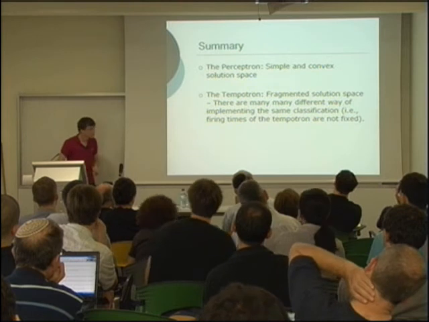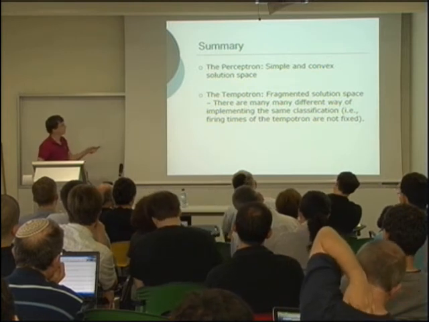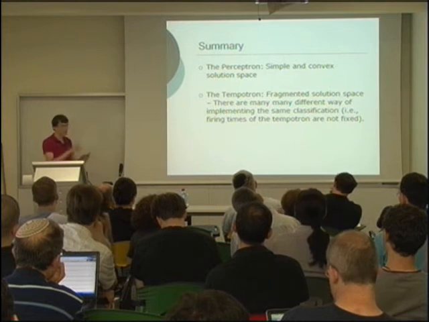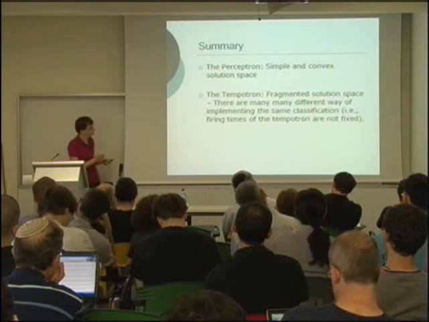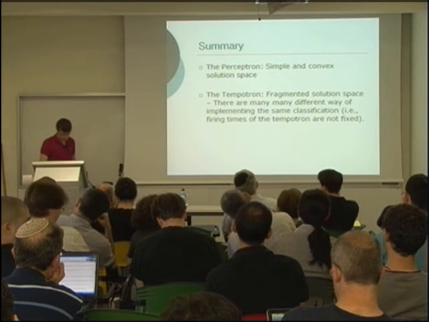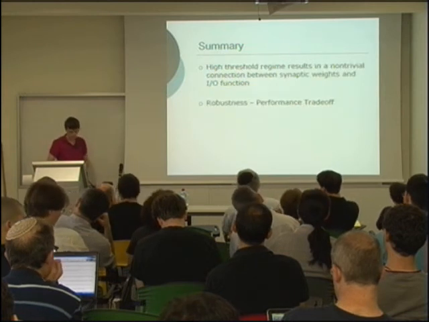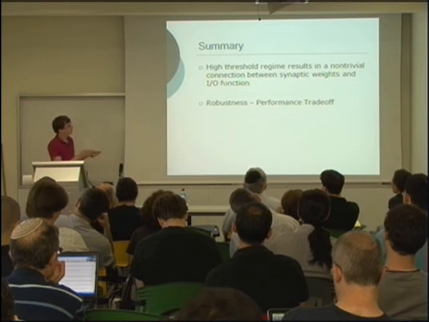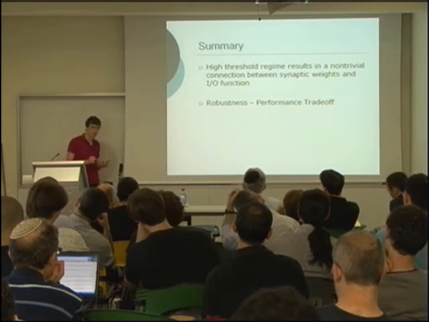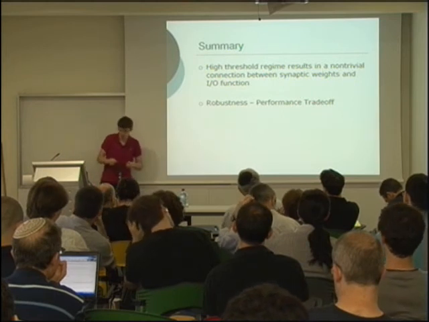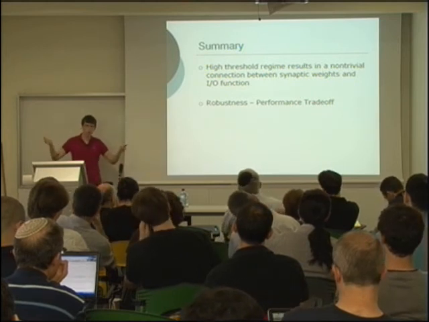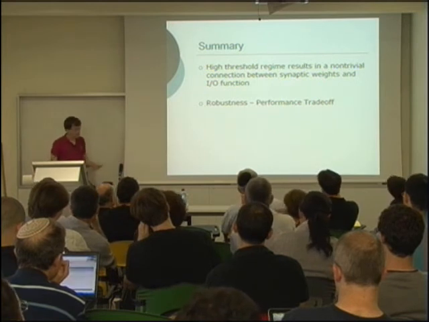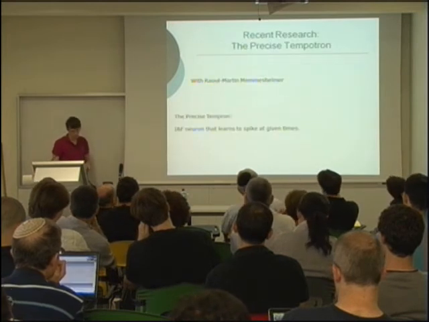To summarize, for the perceptron the solution is simple, a convex solution space. For the Tempotron, we have a fragmentation, and we discussed the implications of that. The high threshold regime results in a non-trivial connection between synaptic weights and input-output function, meaning that different weights can do the same tasks, and similar weights can do different tasks. And we talked about the robustness performance trade-off.